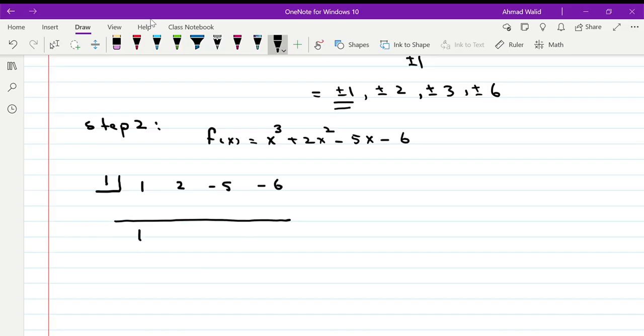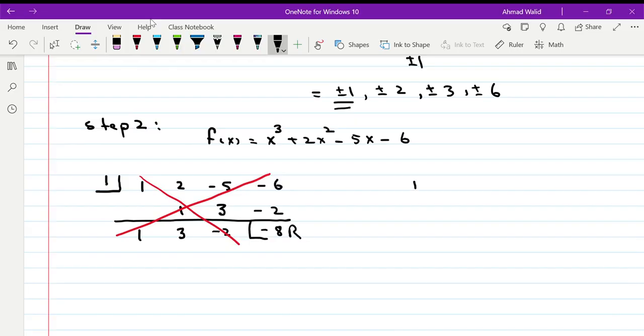Bring down 1. 1 times 1 gives you 1. 2 plus 1 gives you 3. 1 times 3 gives you 3. Negative 5 and 3 gives you negative 2. Negative 2 times 1 gives you negative 2. Negative 6 and negative 2, negative 8. That's your remainder, correct? It's not a 0. Then 1 is not a zero of the polynomial function. You can put a cross on it. Next time, use the next number.